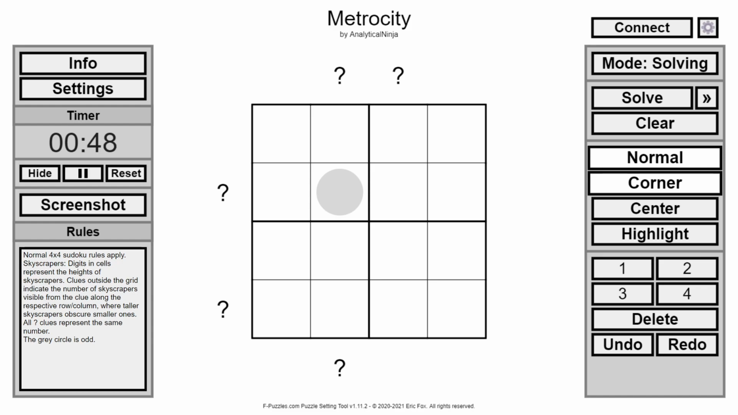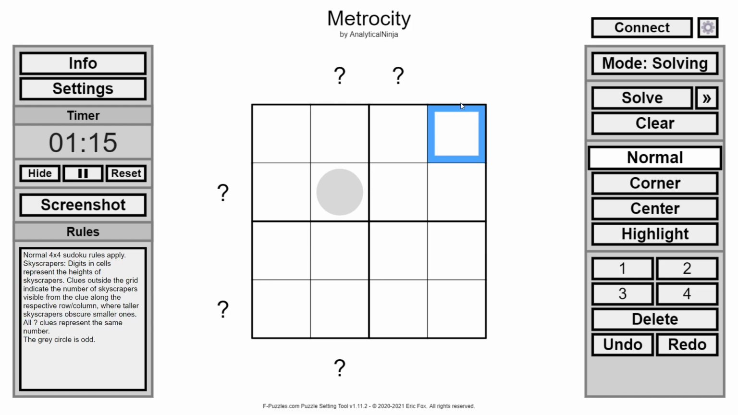So digits in cells, it's skyscraper rules. Digits in cells represent the height of skyscrapers. Clues outside the grid indicate the number of skyscrapers visible from that clue along the respective row or column, where taller skyscrapers obscure smaller ones. Okay, I'll give you an example, but first, all question mark clues represent the same number.